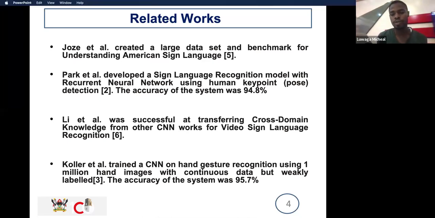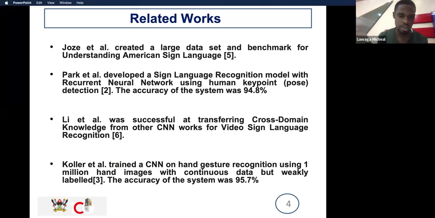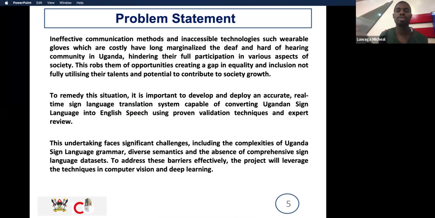Lee et al. also were successful in doing transfer learning of the cross-domain knowledge of CNN for video sign language recognition. And also Kohler et al. trained a CNN on hand gesture recognition. These people inspired our work because it is almost the same, but we are concentrating on Ugandan Sign Language.